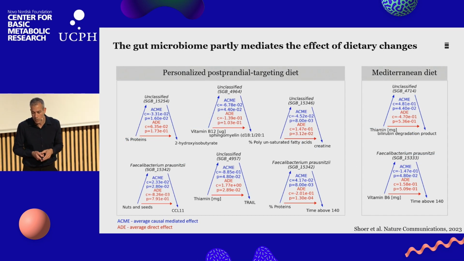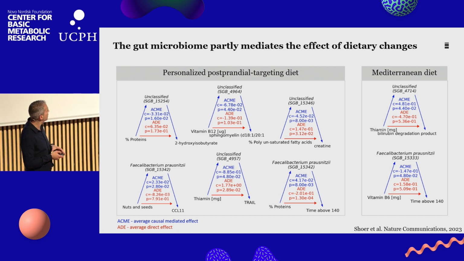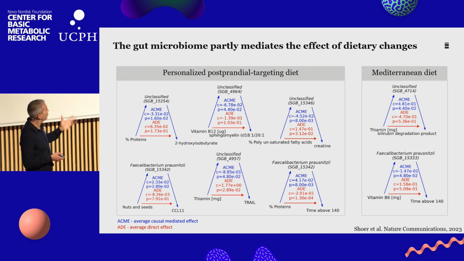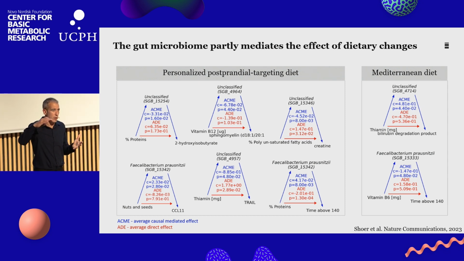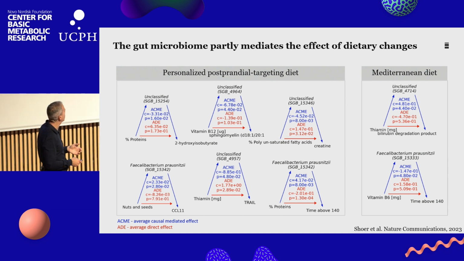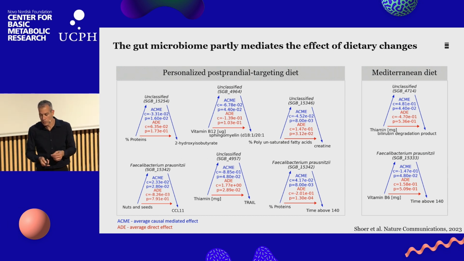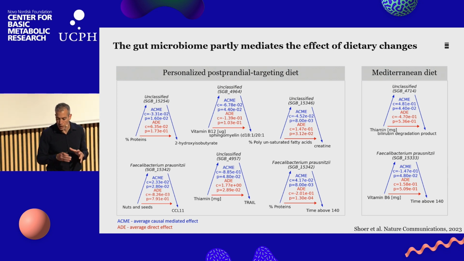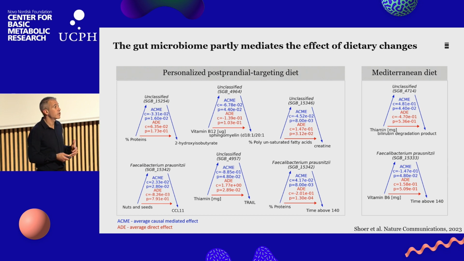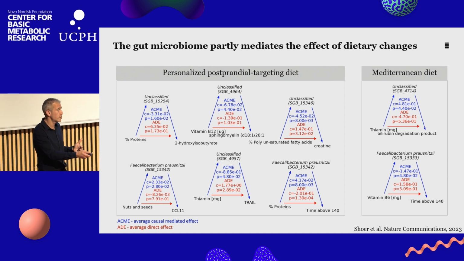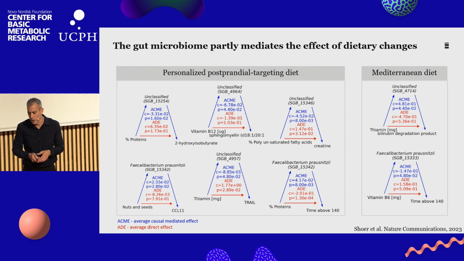And we found quite a few of these cases. They're all summarized in this work. I won't go into the details, but several of the metabolic improvements, like, for example, the time spent above 140 on the CGM, so how many spikes of glucose levels, are mediated by particular bacterial species and particular dietary components. So overall, by these two different analyses, we believe that at least some of the beneficial effects of the diet are actually mediated by the changes that the diet induces to the microbiome.